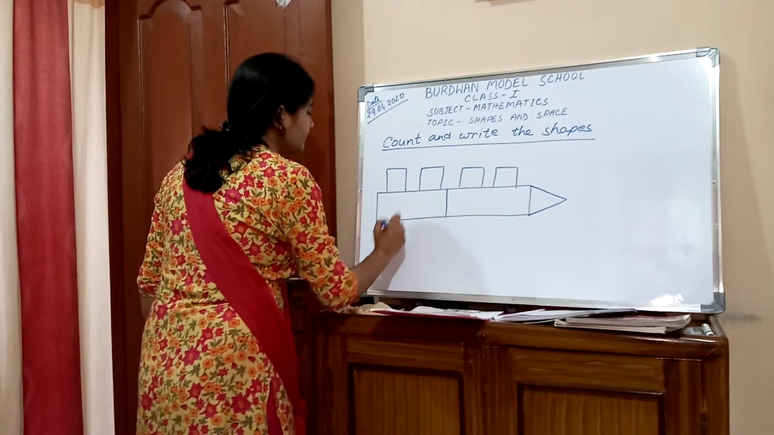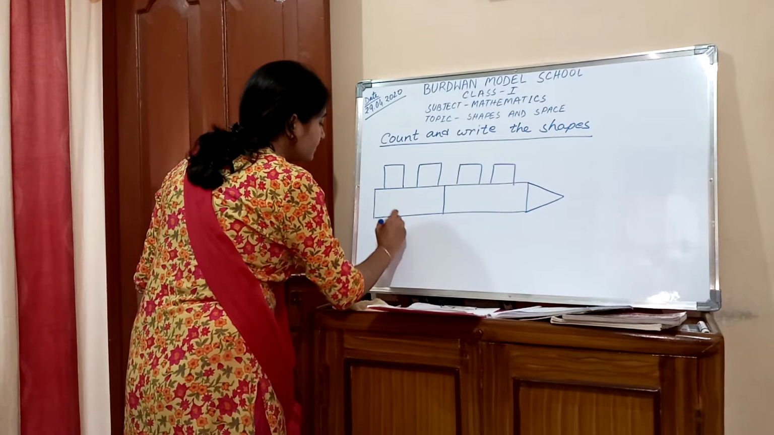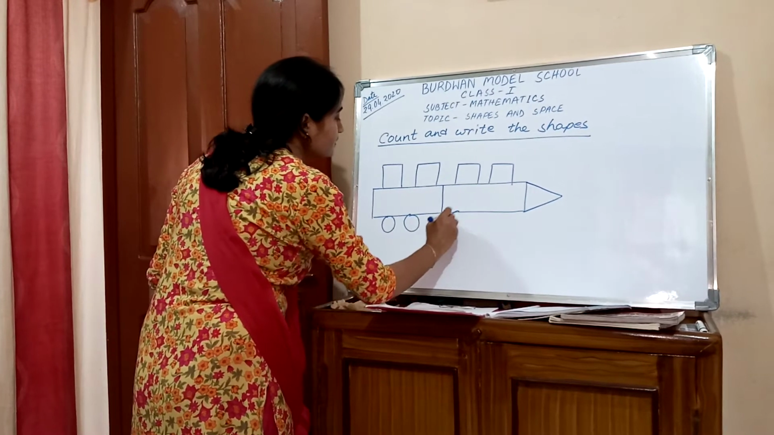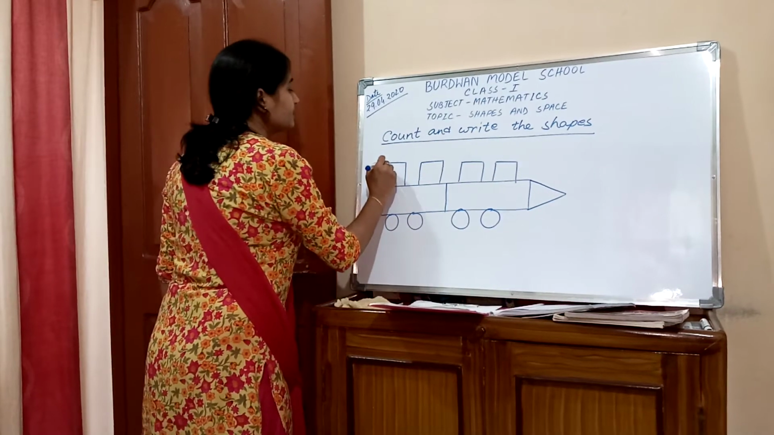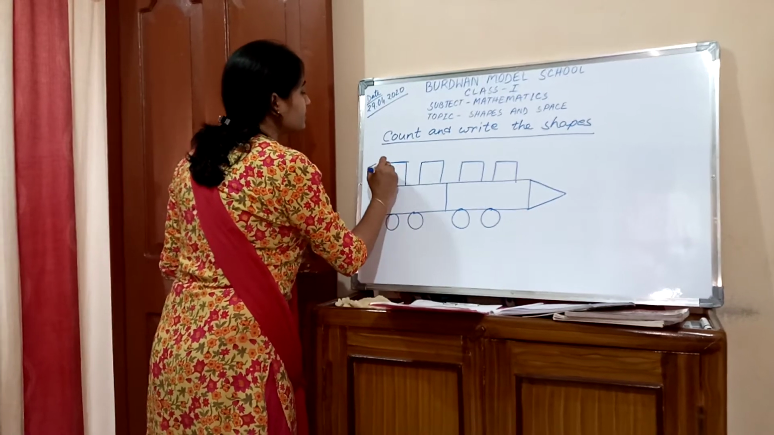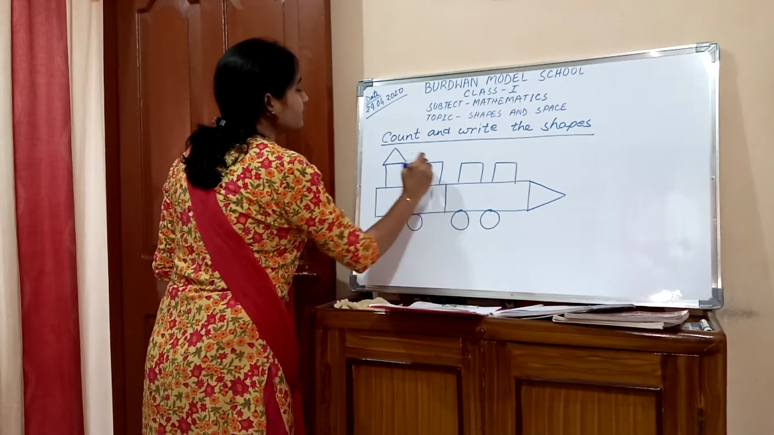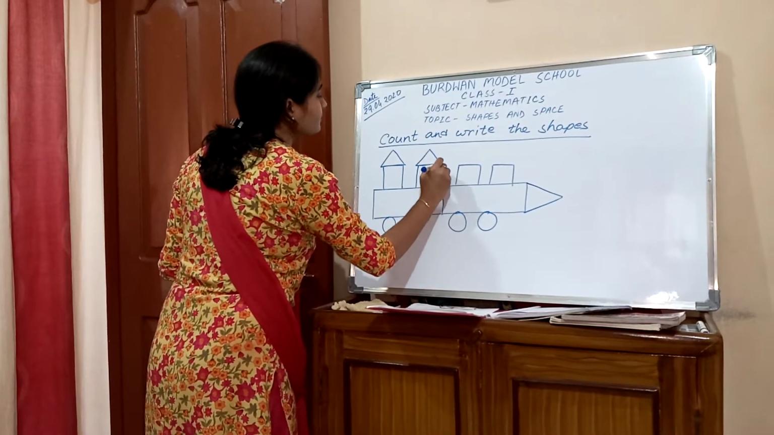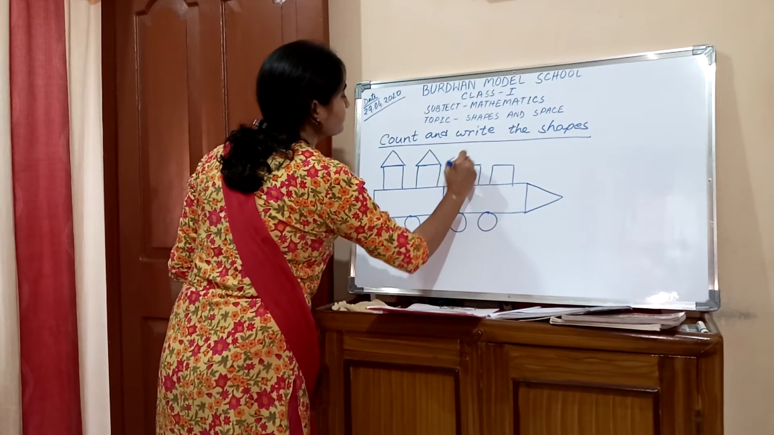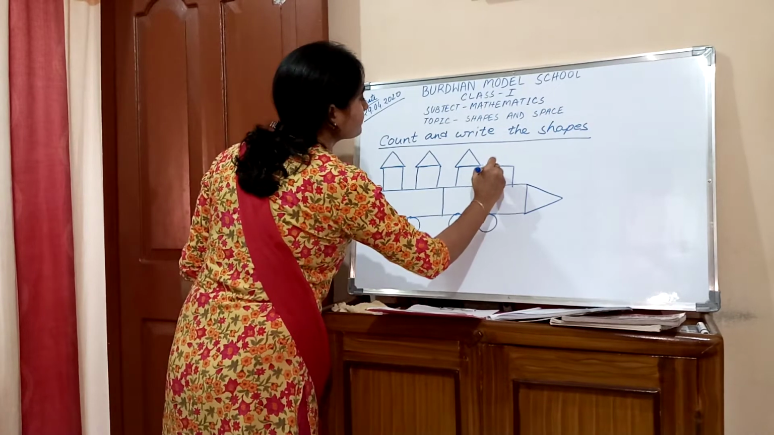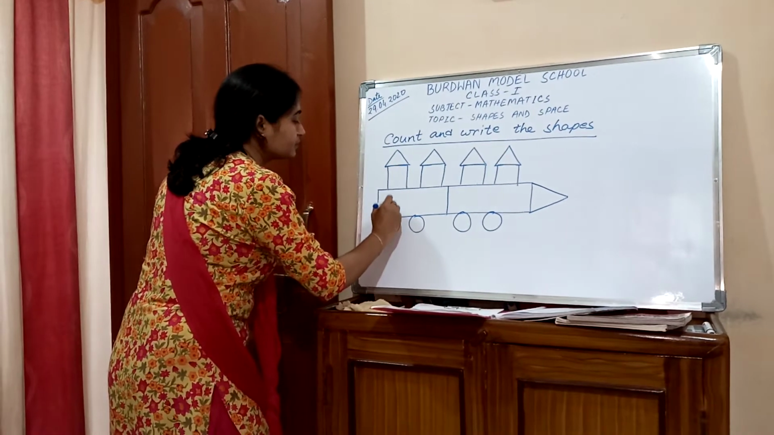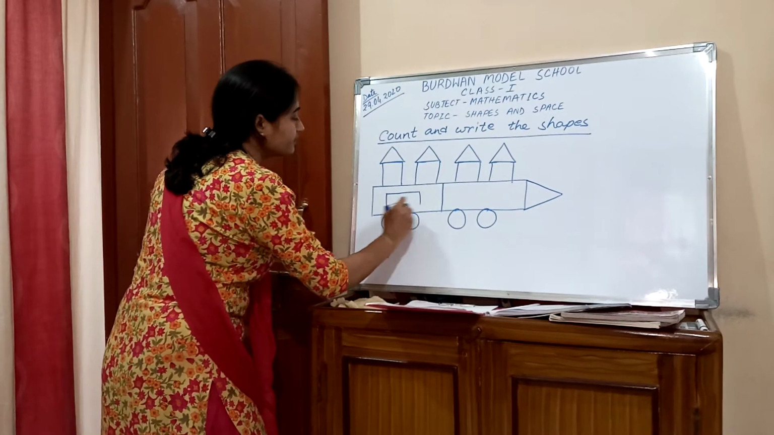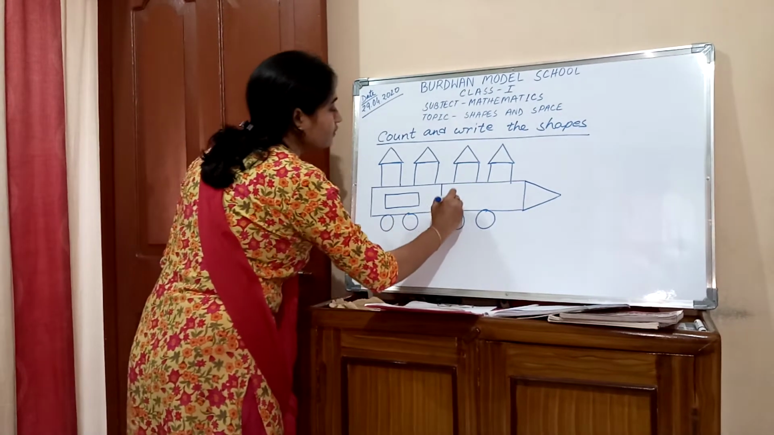And below the rectangle, draw 4 circles. And above the squares, draw 1 triangle. Okay, and draw another rectangle over here.